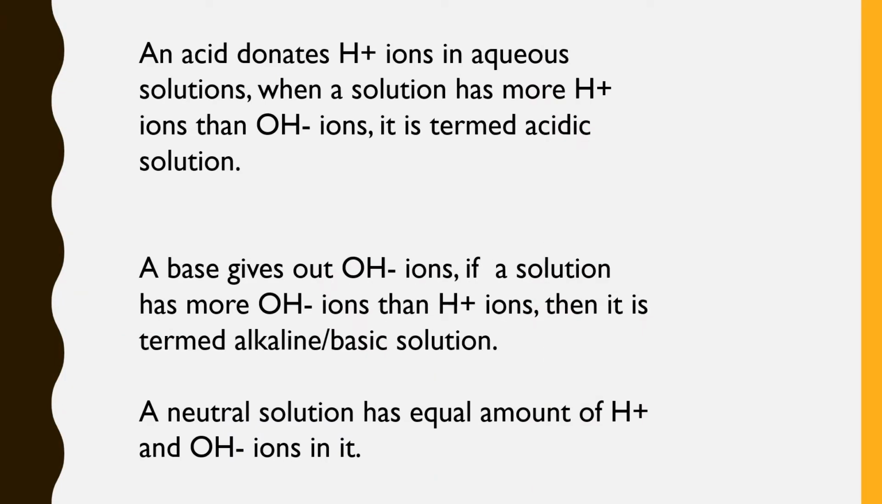An acid donates H plus ions in aqueous solutions. When a solution has more H plus ions than OH minus ions, it is termed acidic solution. A base gives out OH minus ions. If a solution has more OH minus ions than H plus ions, then it is termed alkaline or basic solution. A neutral solution has equal amount of H plus and OH minus ions in it.